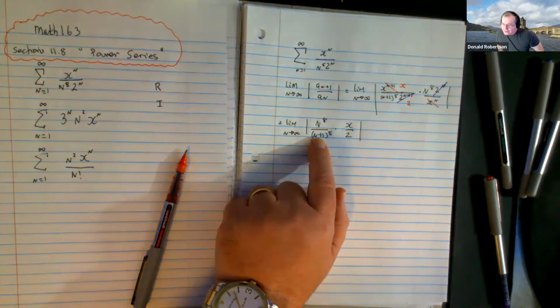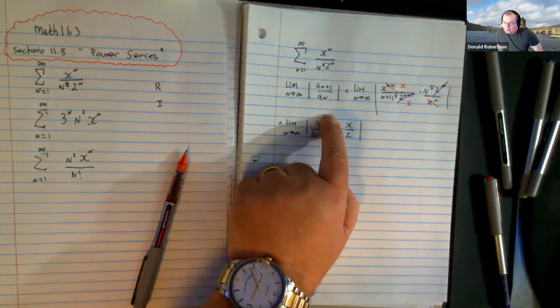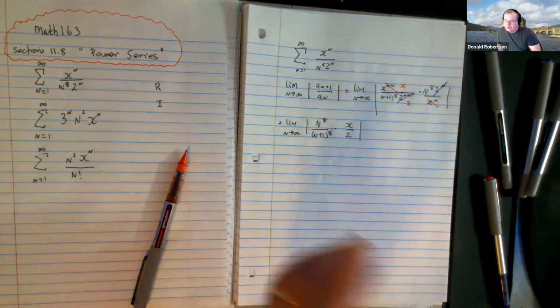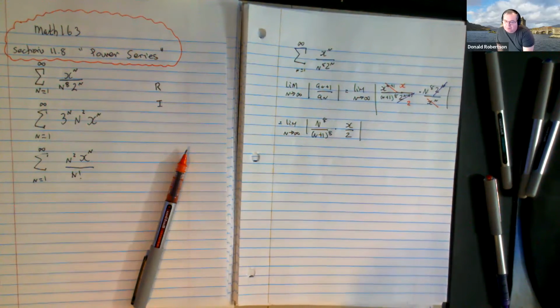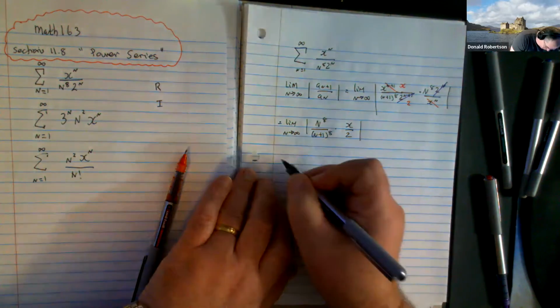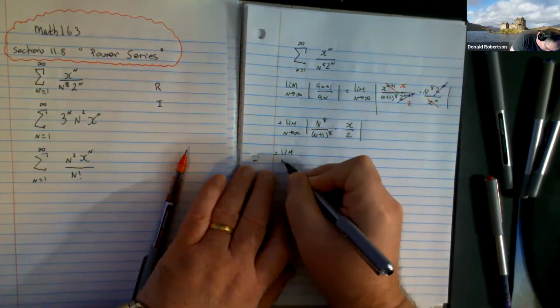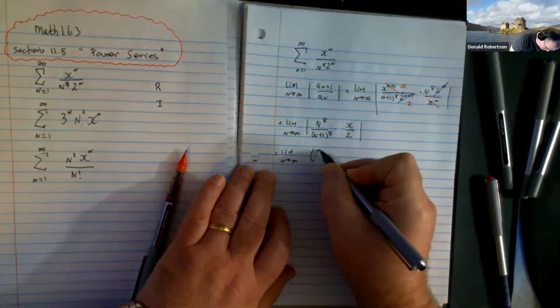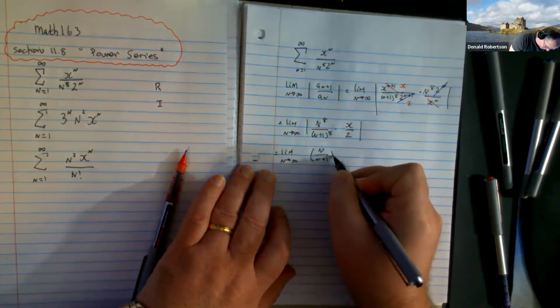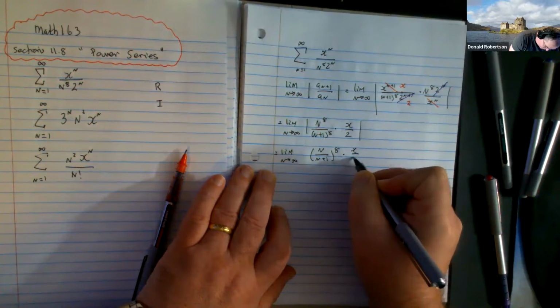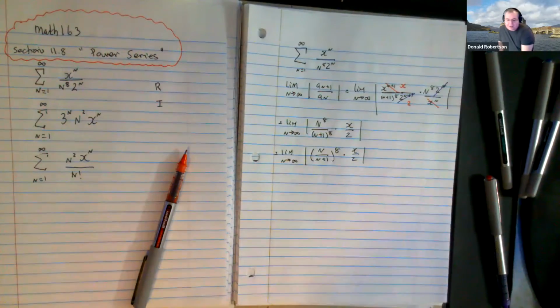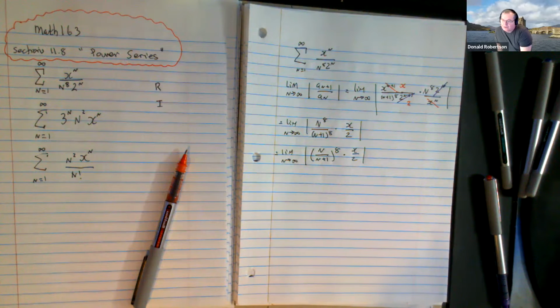I could FOIL this out, couldn't I? And divide the top and bottom by n to the 8 and prove that it was 1. Would you agree foiling n plus 1 to the 8 would probably not be a good idea, because of the work it involved. So I'm going to do this, which can happen quite a lot. Are you comfortable with the n to the 8 over the n plus 1 to the 8 being combined into a single fraction? Are you comfortable with that?